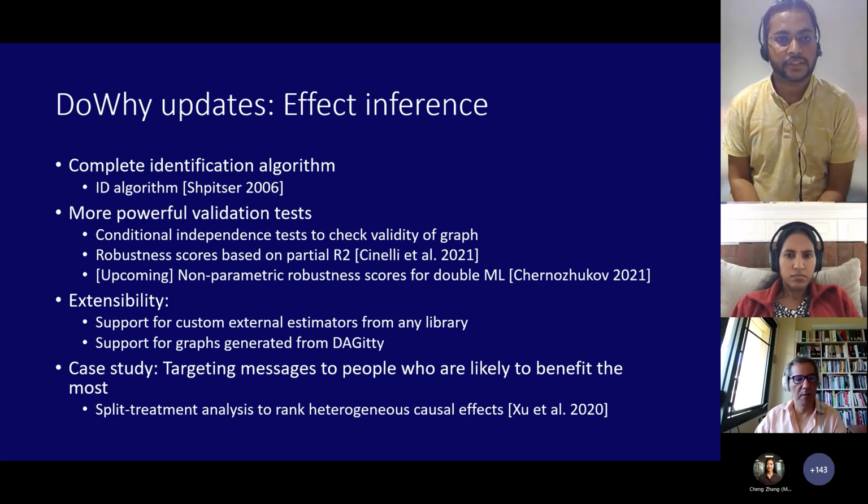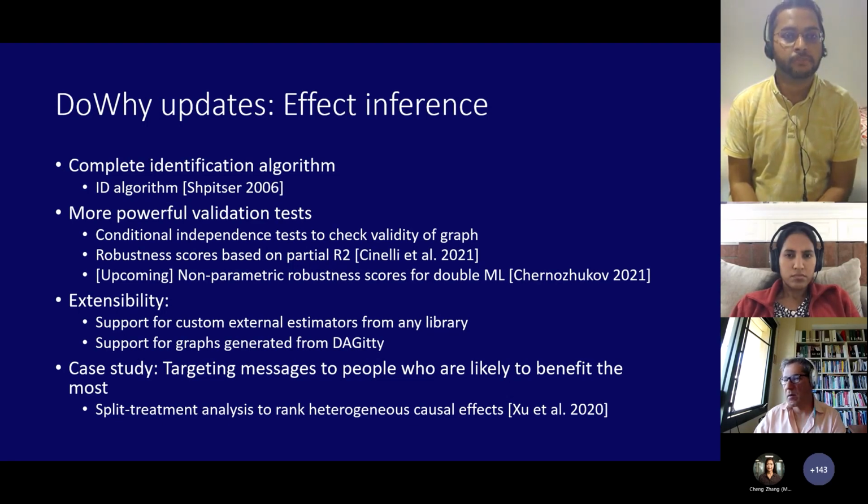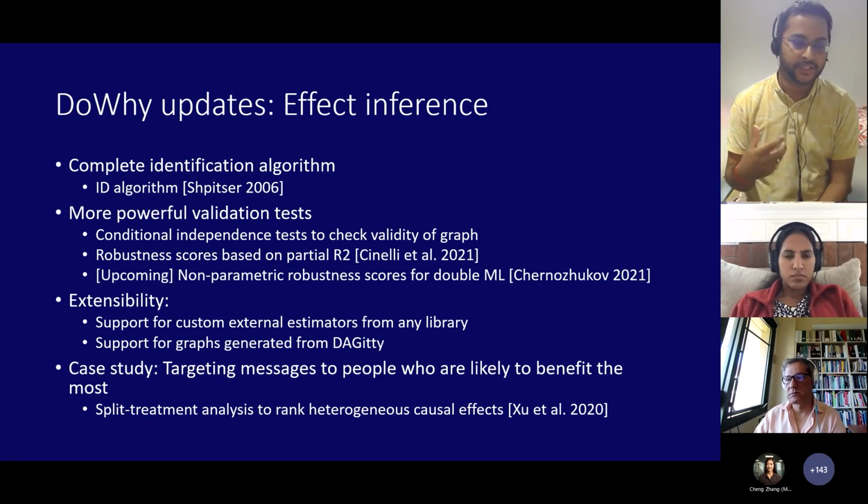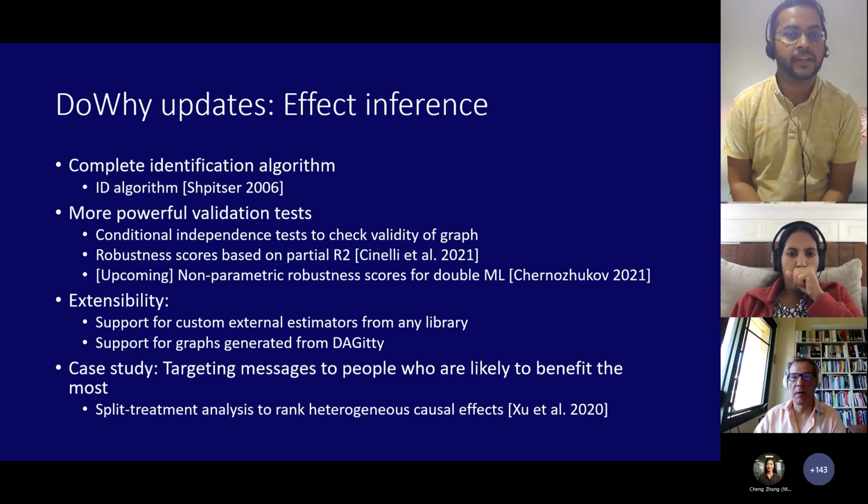In the past year, we are very happy to continue focusing on the two main goals of DoWhy, identification and validation. In identification, we have implemented the ID algorithm, which can identify causal effects for any DAG. And in validation, we are continuing to add more and more powerful methods. Again, validation cannot be sufficient. There are simply necessary tests or sanity checks that we can add.